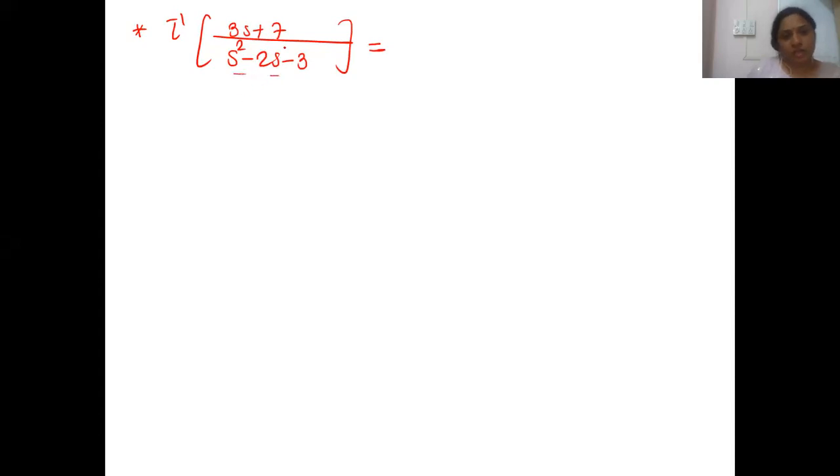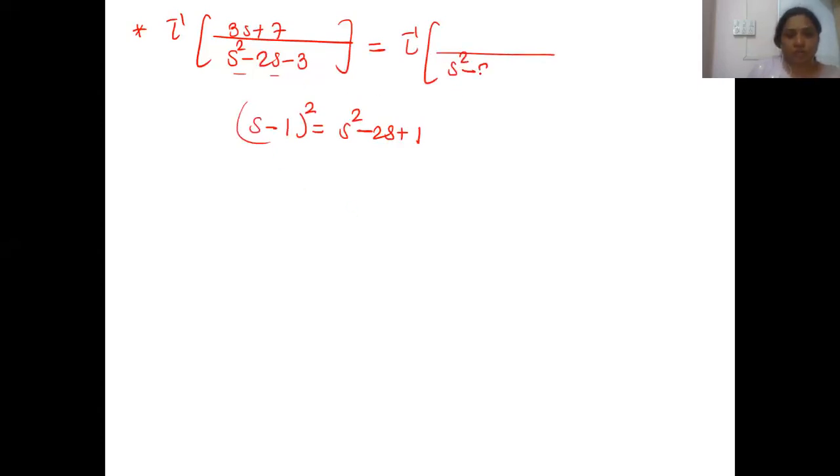You see this. Can we make it a perfect square? If yes, you can tell me now. S minus 1 bracket square. S minus 1. Very good. This is s and half of that is 1 and minus sign as it is. So it is s square minus 2s plus 1. We need that plus 1, so we write plus 1, and as we write plus 1, we should write minus 1 also. And it is now s square minus 2s, and originally there is minus 3 as it is. And the numerator is as it is, 3s plus 7.